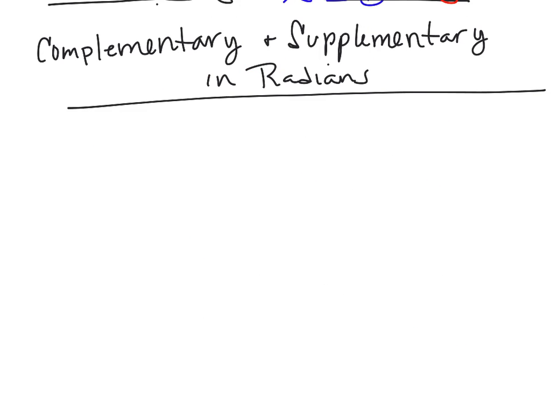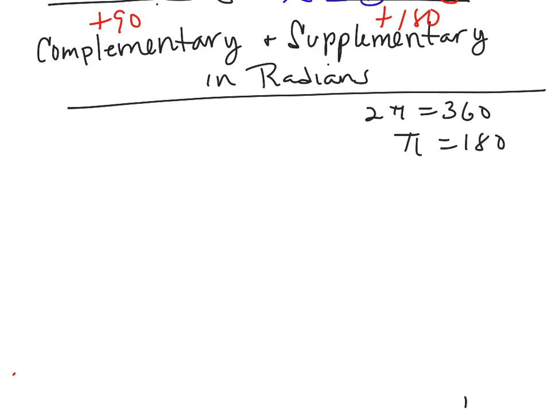Okay, so complementary and supplementary angles in radians. Remember, complementary angles are 2 angles that add to 90, and supplementary are 2 angles that add to 180 degrees. Remember, 2 pi is equal to 360, so pi is equal to 180 degrees. So what would 90 degrees be? Well, it's half of 180. So pi over 2, half of pi, is 90 degrees.